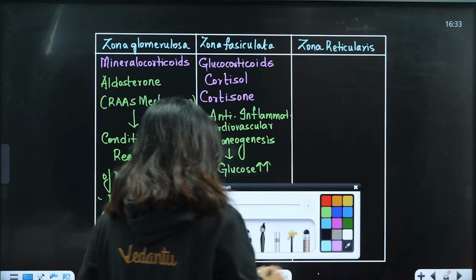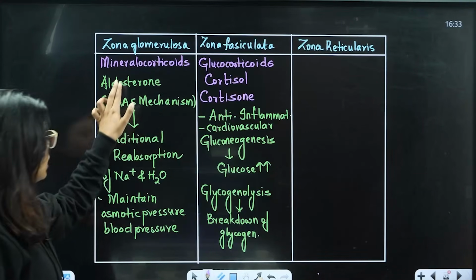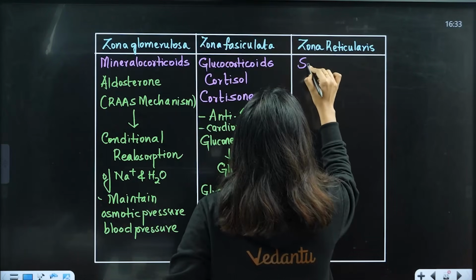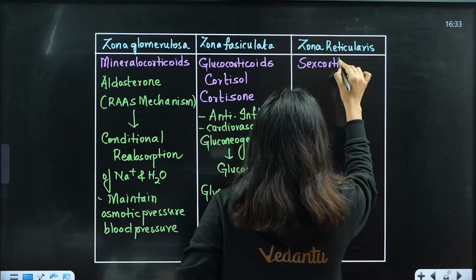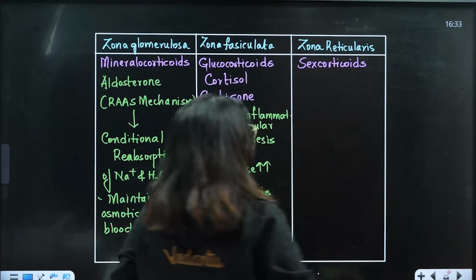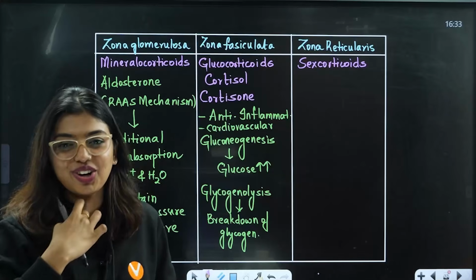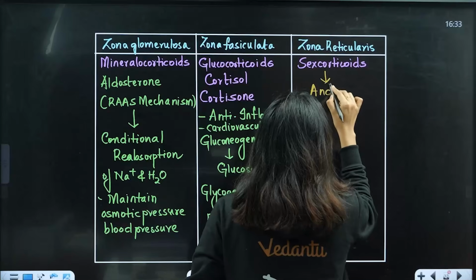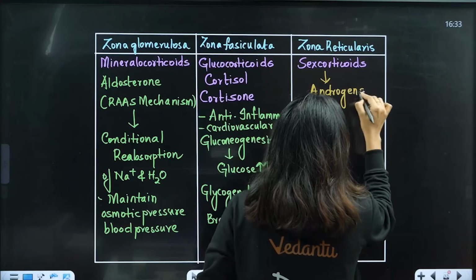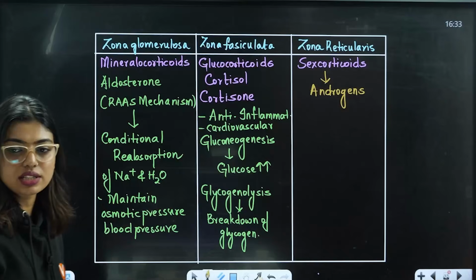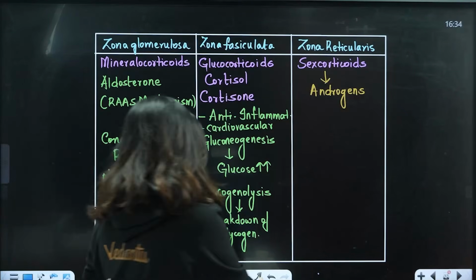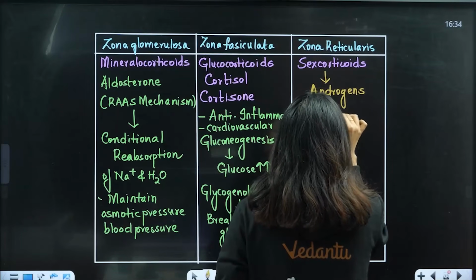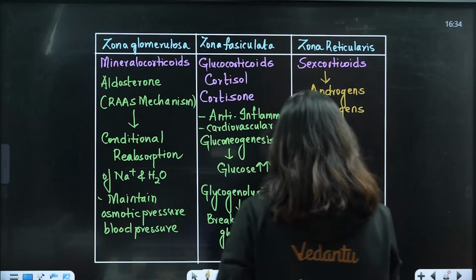The last one is here. Now we have studied mineralocorticoids and glucocorticoids. You can also use a mnemonic and make your own flowchart. Next is sex corticoids. Here you can understand, ma'am, this has something to do with androgens. Correct, you are right. Androgens will be secreted. Ma'am, what about estrogens? Yes, they will also be secreted.